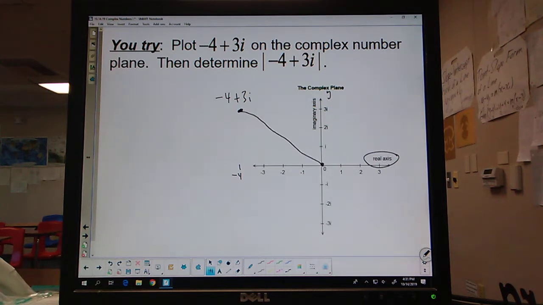So let's go ahead and make ourselves a little right triangle, like this, with a right angle. And remember, this is the c side, so that's what we're finding. This distance, we went up to 3i, so that's got a distance of 3. This distance, we went back to negative 4, so it's got a distance of 4.